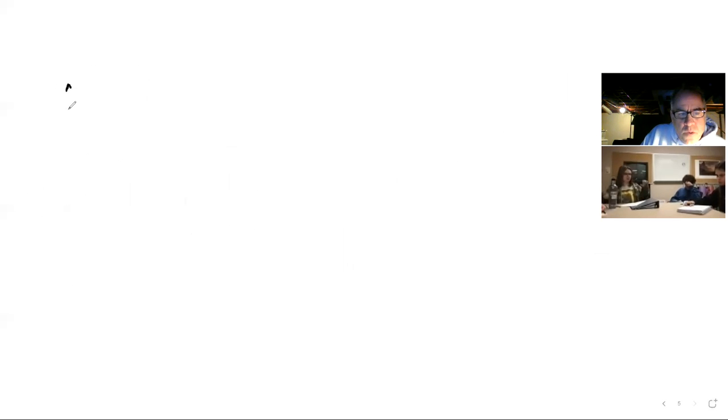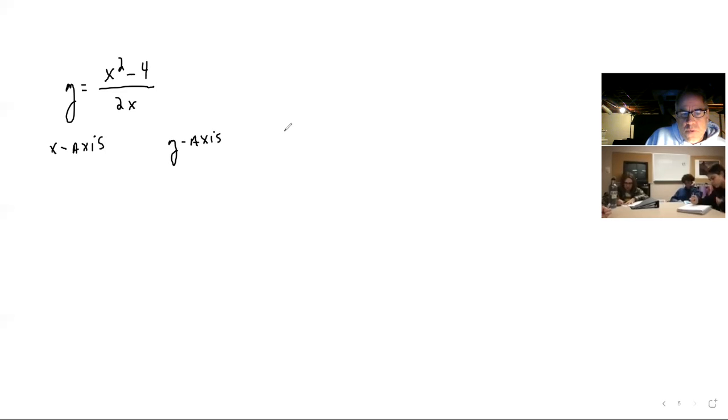Let's say we looked at y equals x squared minus 4, divided by 2x. So looking at it, do we have any of the types of symmetry? We'll check x-axis, y-axis, origin.